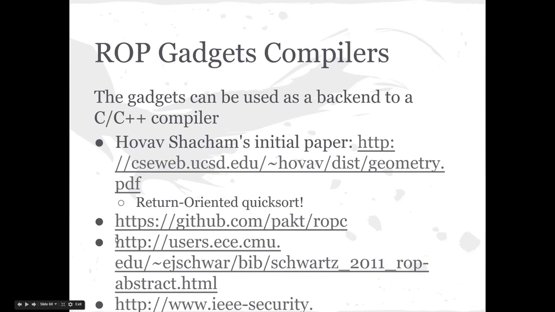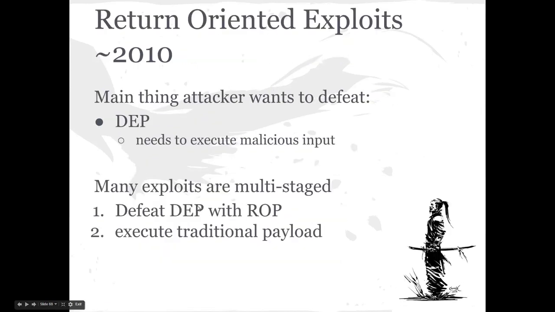So there are plenty of articles on ROP gadget compilers and how to build your own. However, probably the best one I have is a blog post and a series of blog posts for required reading this time and next time to go over that. So we have Hovav Shacham's initial paper, the return-oriented quicksort technique, and that awesomeness, and there are others. And in the end, the main thing attackers want to defeat is DEP.